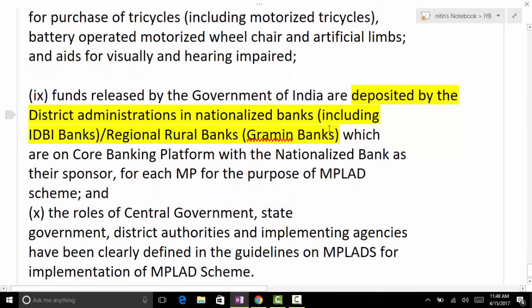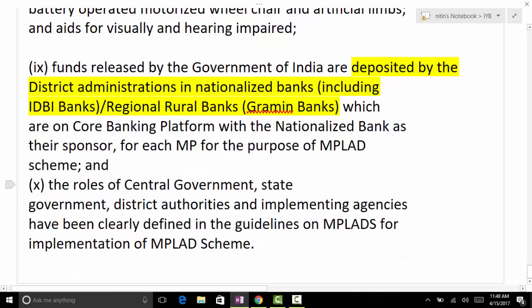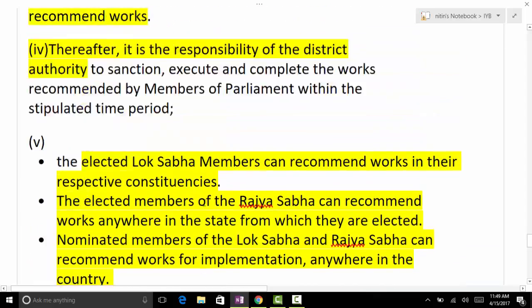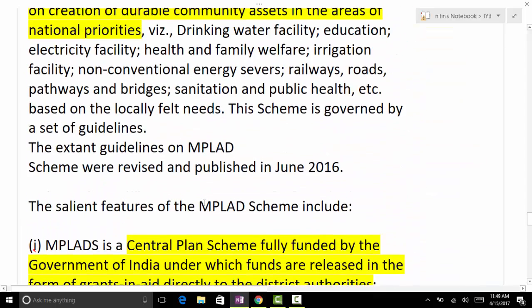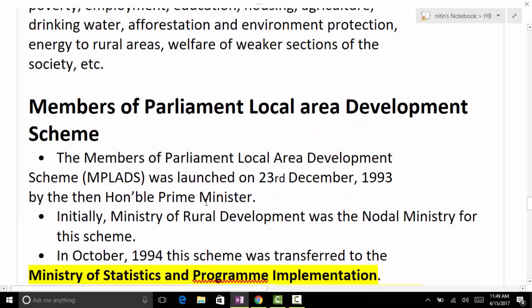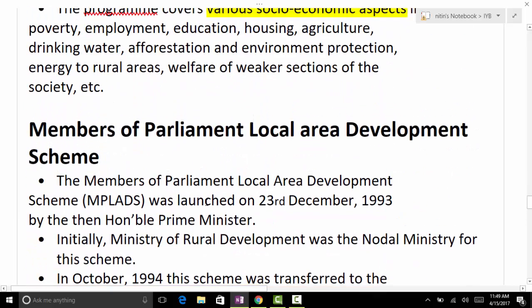Now, these funds released are deposited by the district administration in nationalized banks, including IDBI, RRBs, Grameen banks. So that's all about the MPLADS scheme. Go through these points once again, and that's all about this chapter as well. Revise this chapter.